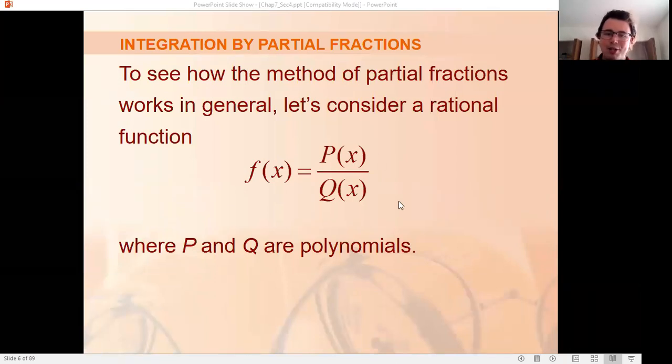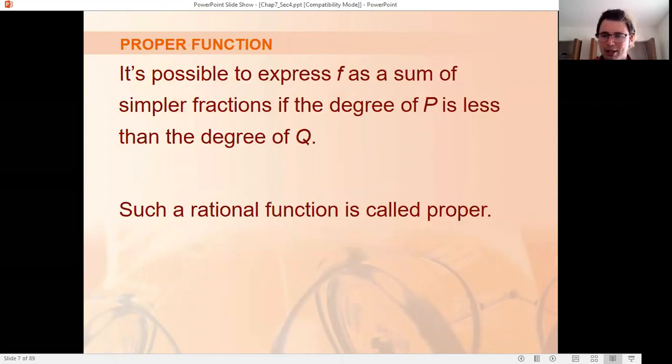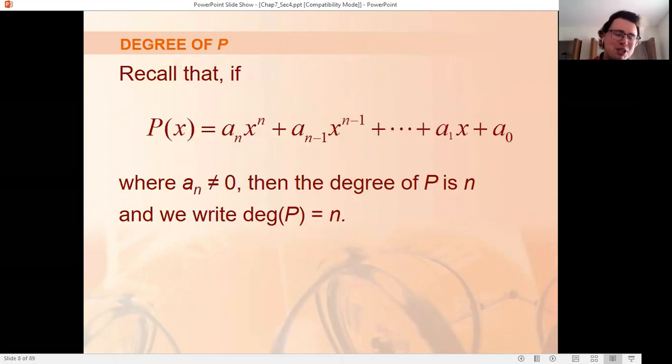So remember that the degree of a polynomial is just the highest power of x that we can find. And we want the polynomial on the top to have degree smaller than the polynomial on the bottom of the fraction. You'd call that a proper rational function. So this is just the definition of degree in the phrasing of the book. So highest power is x to the n, coefficient is not 0, so there's your degree formula.